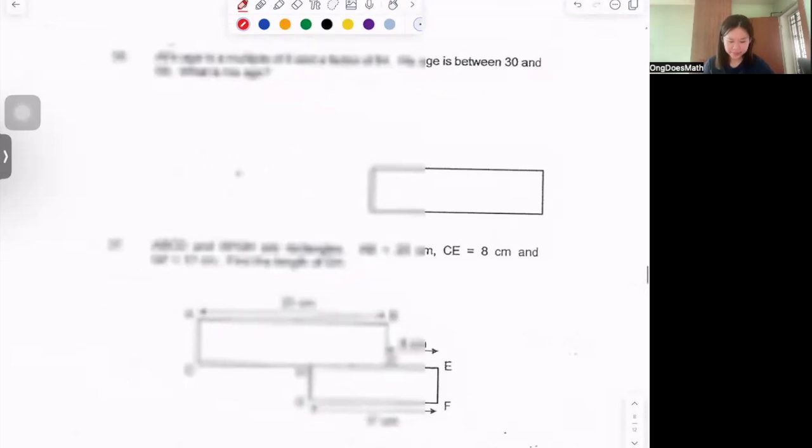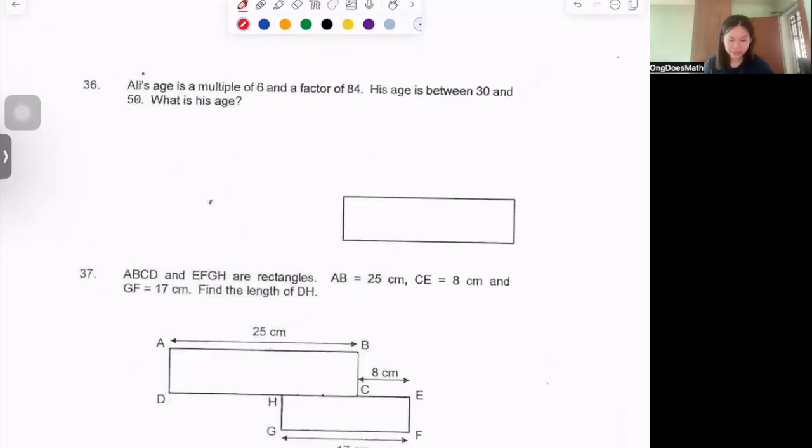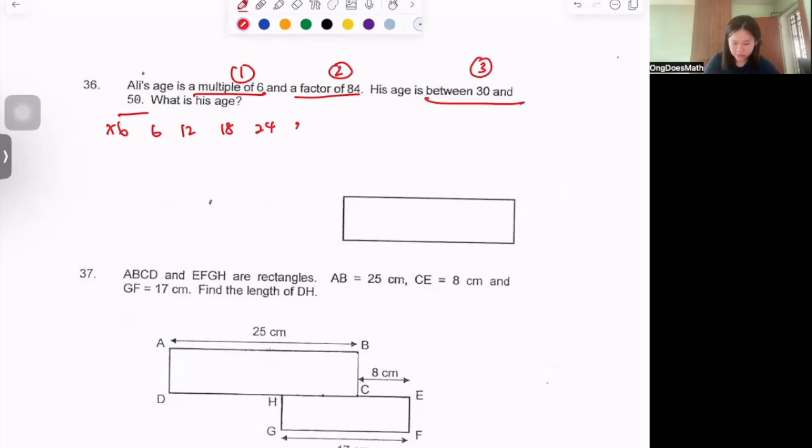Okay, next. Ali's age is a multiple of 6 and a factor of 84. His age is between 30 and 50. What is his age? So there's 3 criteria. 1, multiple of 6. 2, factor of 84. 3, must be between 30 and 50. So we'll deal with the first criteria first, which is multiple of 6. So that's 6, 12, 18, 24, 30, 36, 42, 48, 54.